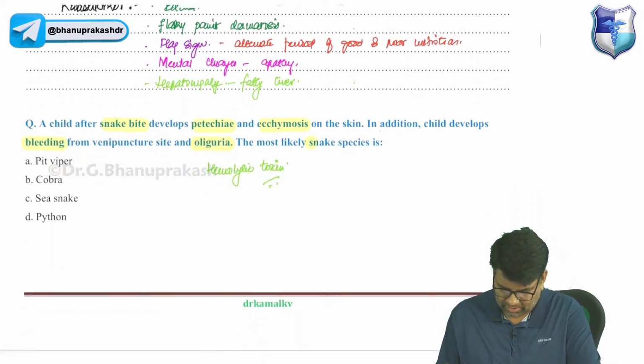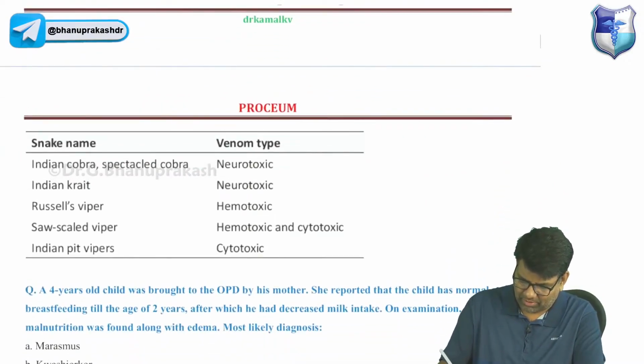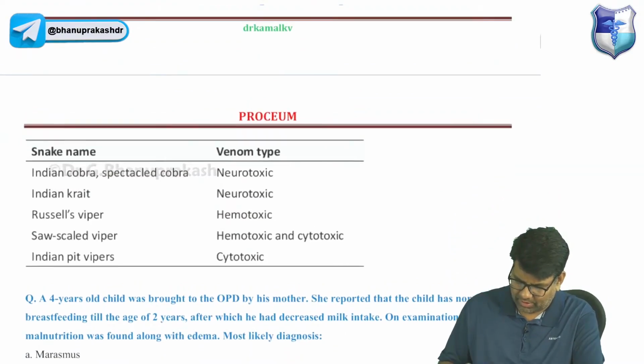This is, yes, Viper. So you can just have a summary of toxins, snake bite. So Viper is hemotoxic, and cobra bite is neurotoxic. We have already discussed about the sea snake venom, which is myotoxic.